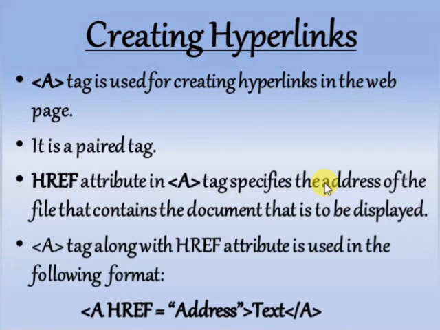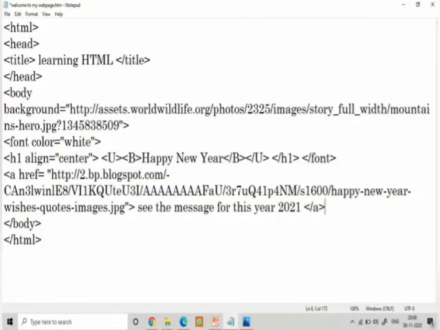Children, address is the path of the document that is to be displayed when the mouse is clicked on the hypertext, and text is that text that is to be presented as hypertext in the web page. For example, in this HTML code, you can see we have written a, then its attribute href, and then we have written the address. After writing the address, we have written the text, see the message for this year. And then we have closed the anchor tag.